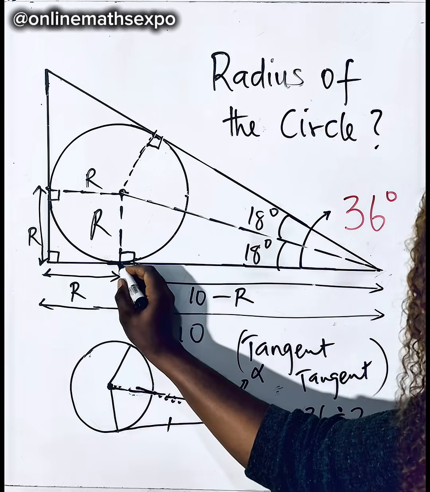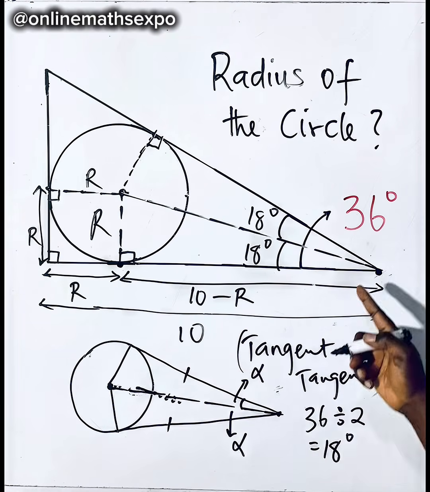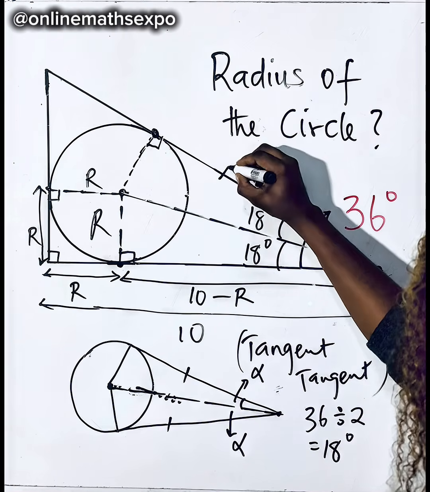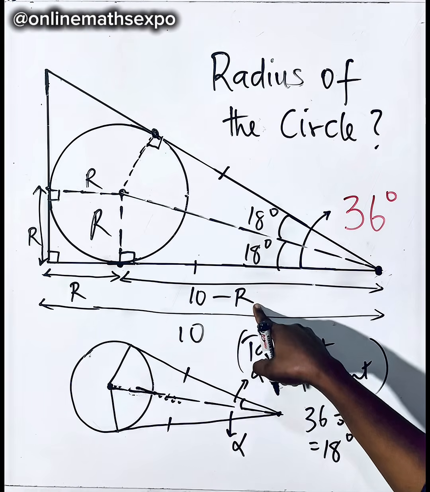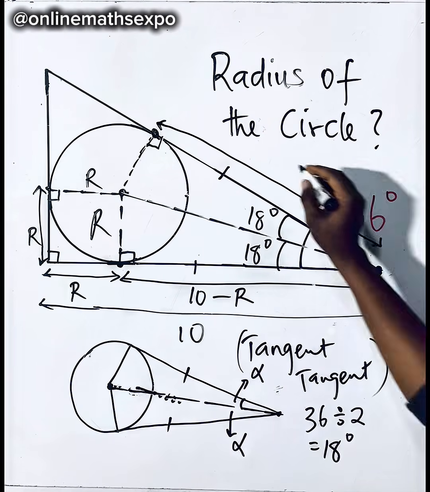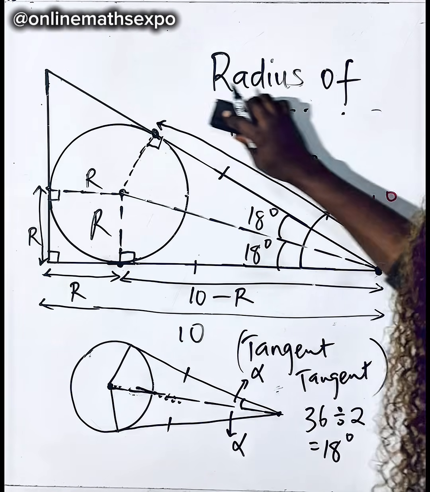So it means that from here down to this end, which we say is the tangent, is the same as from here down to this end. So these two lengths are equal. And if from here to here measures 10 minus r, from this length down to this end also measures 10 minus r. So what do you do next?